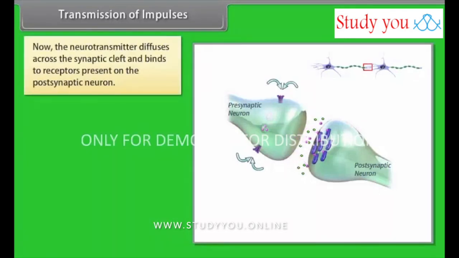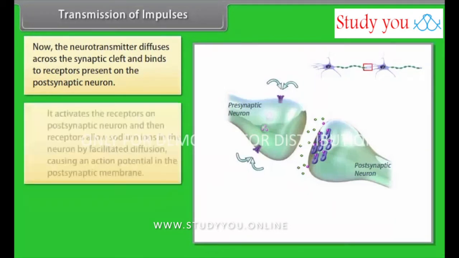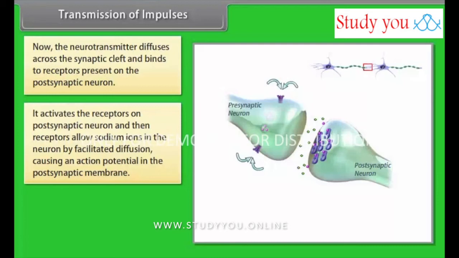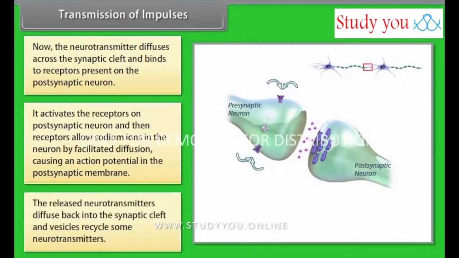Now, the neurotransmitter diffuses across the synaptic cleft and binds to the receptors present on the postsynaptic neuron. It activates the receptors on the postsynaptic neuron, and then the receptors allow sodium ions into the neuron by facilitated diffusion, causing an action potential in the postsynaptic membrane. The released neurotransmitters diffuse back into the synaptic cleft, and vesicles recycle some neurotransmitters.